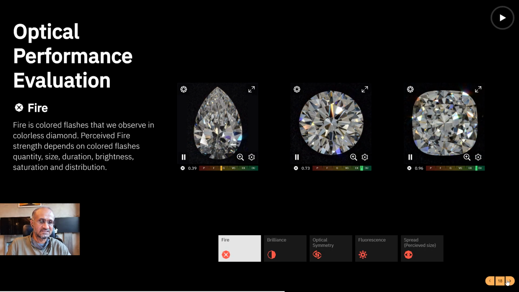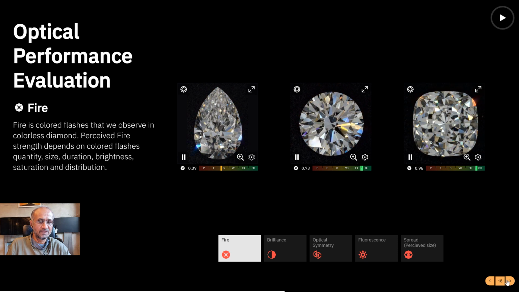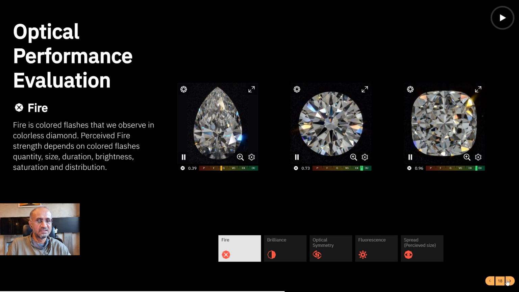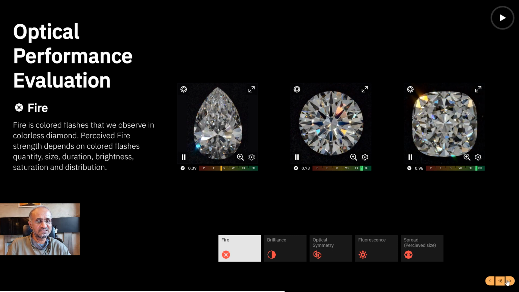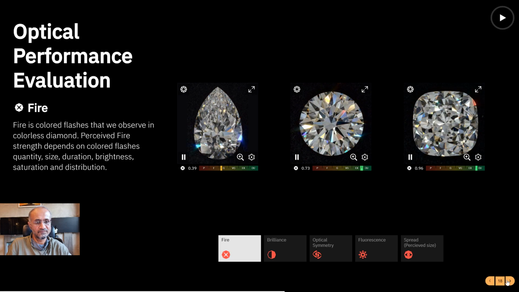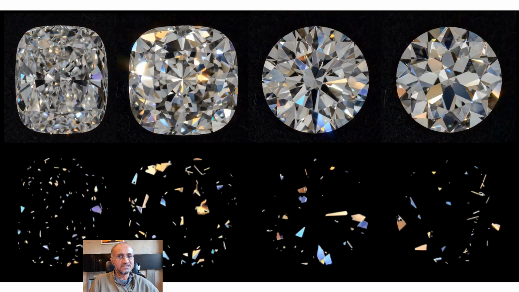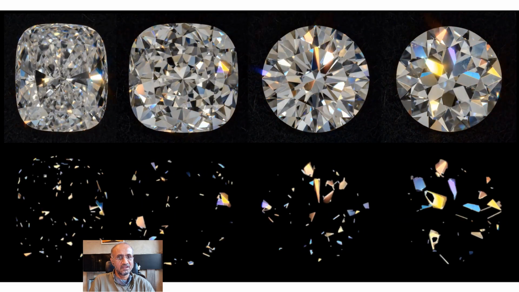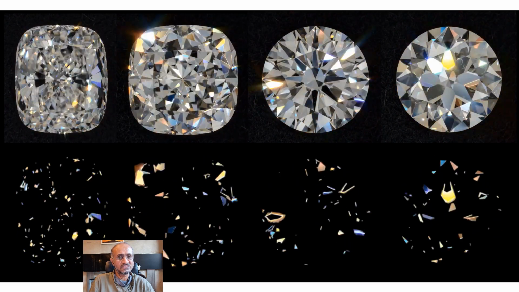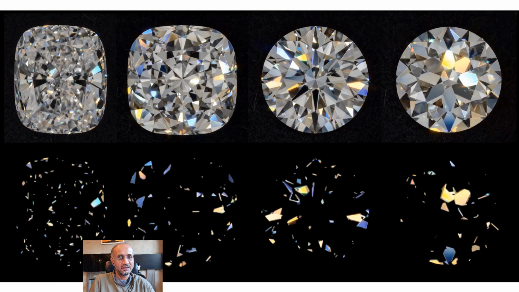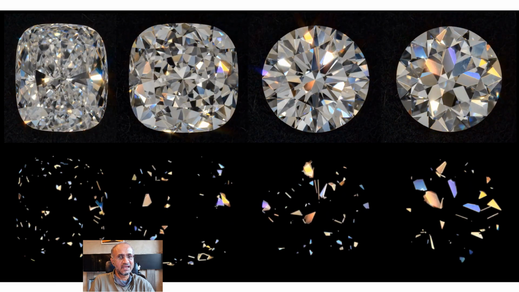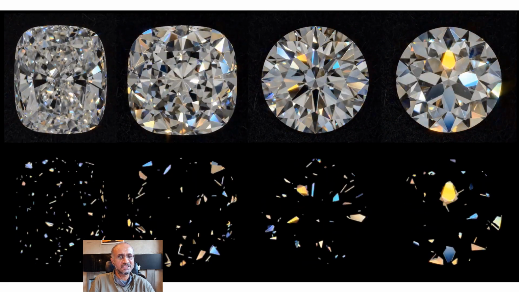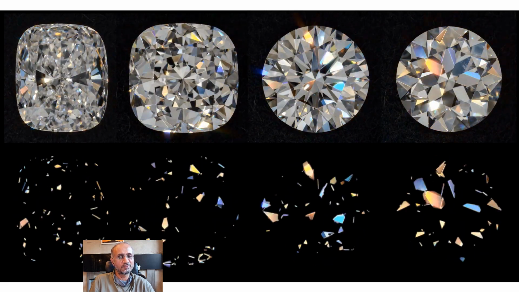Fire is colored flashes that we observe in colorless diamonds. Perceived fire strength depends on colored flashes quantity, size, duration, brightness, saturation and distribution. This slide helps you understand how the fire score is arrived at. The crushed cushion on the left has a very small amount of invisible fire, and the diamond on the right has much larger and longer visible fire flashes. The old mine style RBC has even more prominent fire flashes.